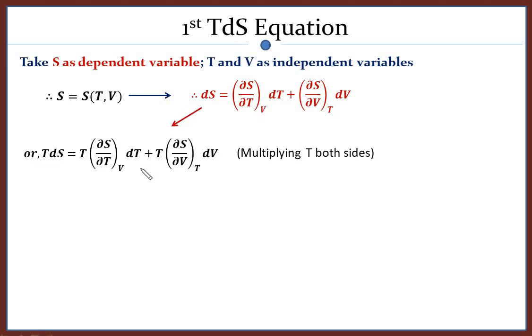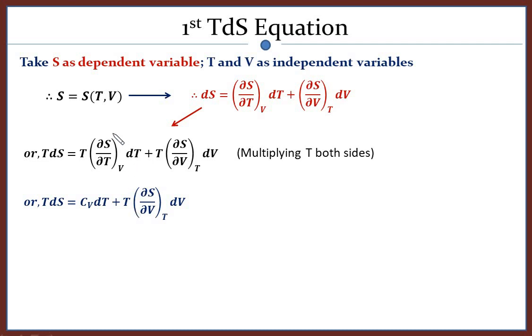Now simply multiply T on both sides. So this becomes TdS equals T del S del T dT plus T del S del V into dV. Now our motive is to replace or eliminate this del S del V and del S del T by some measurable quantities. Now we can rewrite this equation into this form.